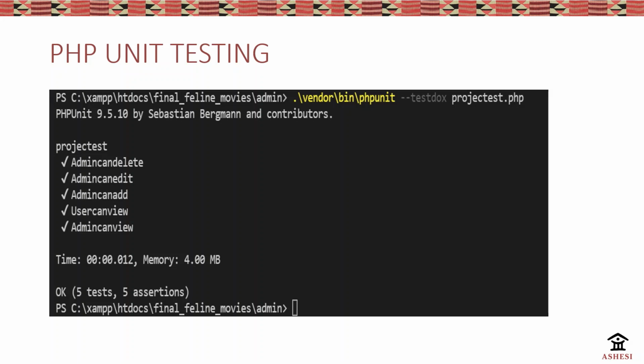Yeah, so after going through the hassle of coding, I had to test my code by doing PHP unit testing. So this is how I tested it. I tested it in the Visual Studio terminal. And I tested five main functionalities: admin being able to add, admin being able to delete, admin being able to edit, and users being able to view, and admin being able to view as well. So in total, I tested five functionalities and they all came out well.